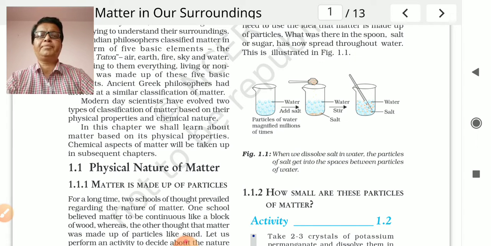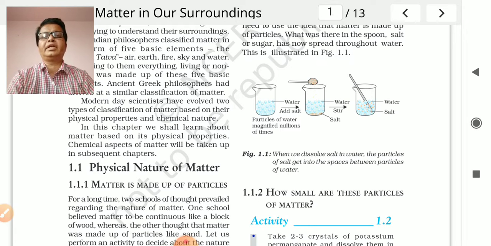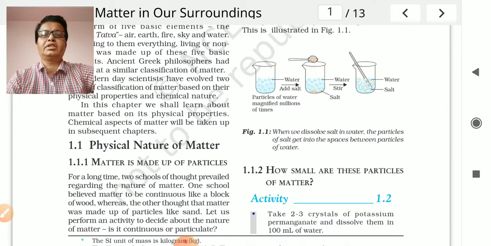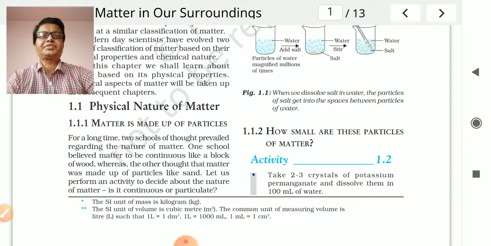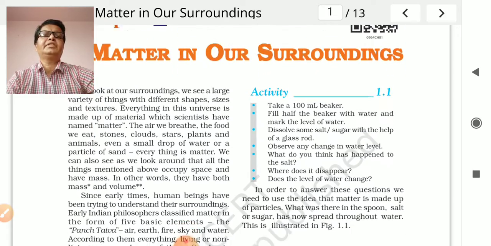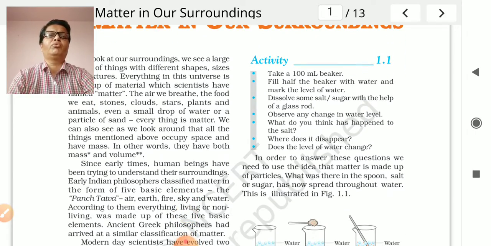For a long time, different schools of thought prevailed. Some thought that matter is continuous, like a block, while others said that it is made of particles, like sand. Let us perform some activities to decide whether matter is continuous blocks or particulate. The first activity is activity number 1.1. Take a 100 ml beaker.